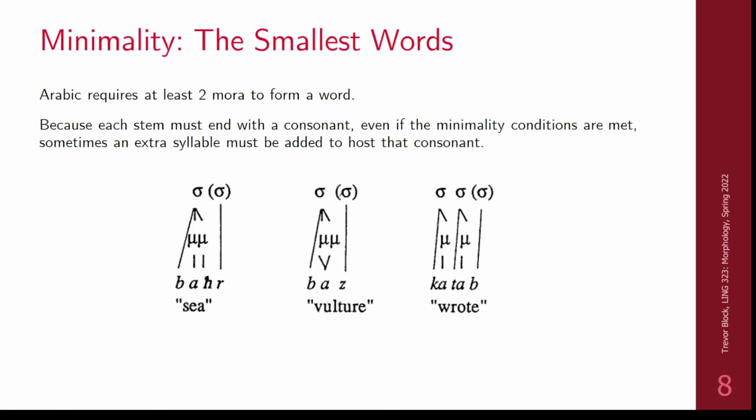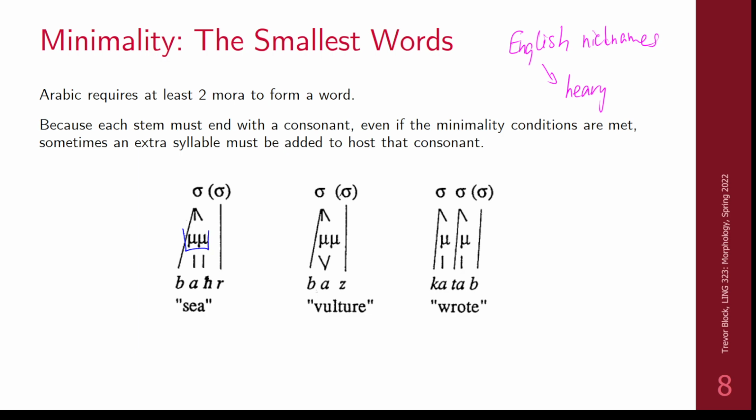Okay, so the next thing to talk about here with words is a minimality constraint. So we saw this with English nicknames. And now that we know about heavy and light syllables, we can say that English syllables for nicknames have to be heavy. Otherwise, it doesn't satisfy the requirements of being a nickname in English. It's too short. So in Arabic, to form any word, you need to have at least two mora.